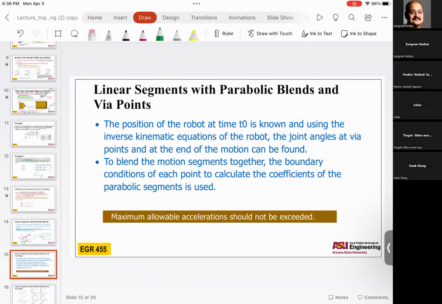Now, a slight variation that is possible is you can use linear segments with parabolic blends and via points. In this case, T0 is known, and what you do is you perform the inverse kinematics. Then you add these transition points, which are called via points, along the motion. And to blend these motions together, the boundary conditions at each point are used to calculate these parabolic segments.